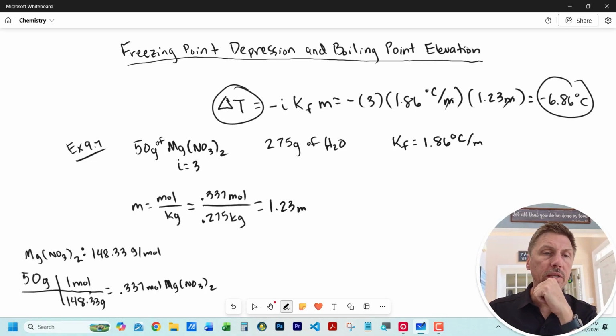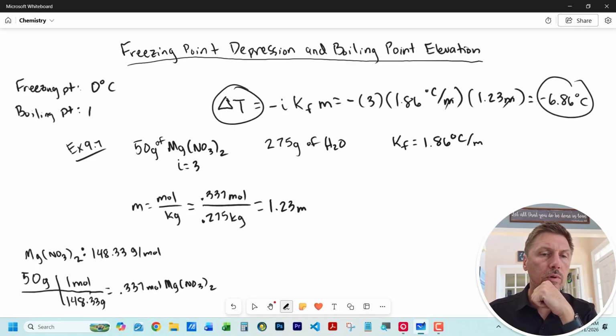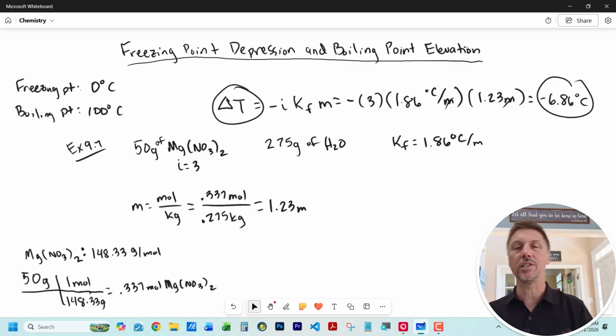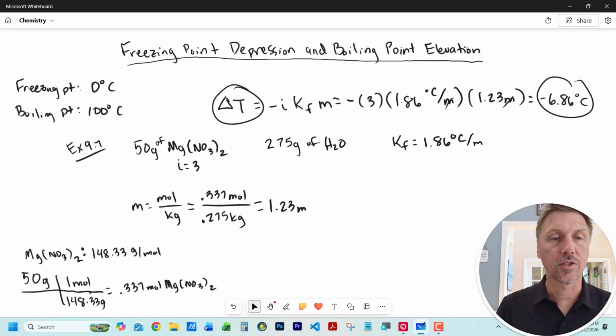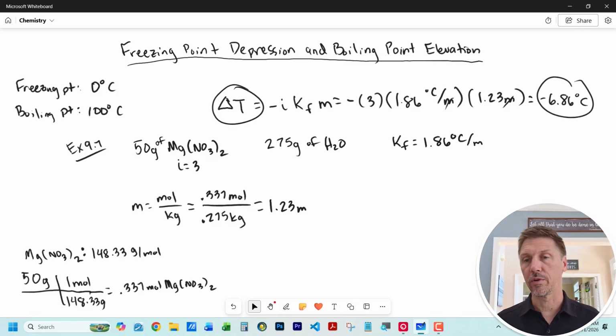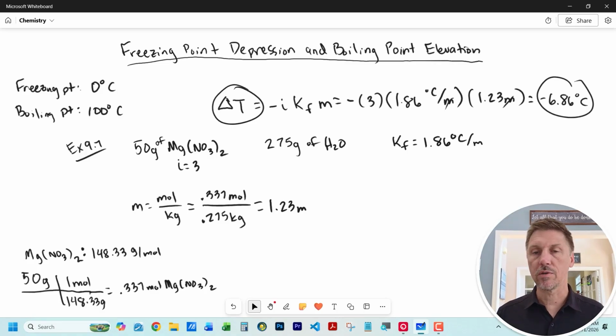And so let's just make sure we don't forget. This is something you should have memorized. The freezing point of water is 0 degrees Celsius. The boiling point of water is 100 degrees Celsius. So much easier in Celsius, right? Fahrenheit's 32 degrees and 212 degrees. But in Celsius, it's just a 0 and 100.